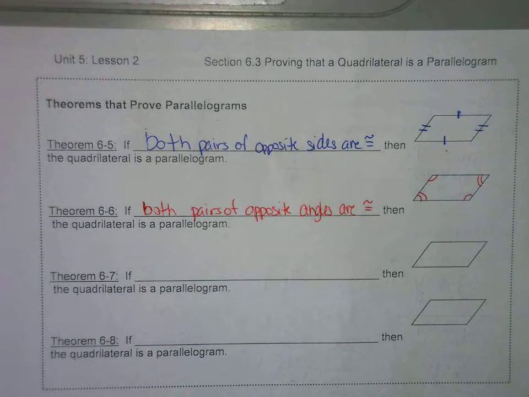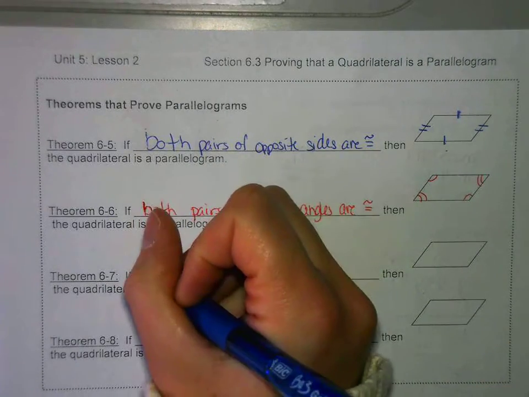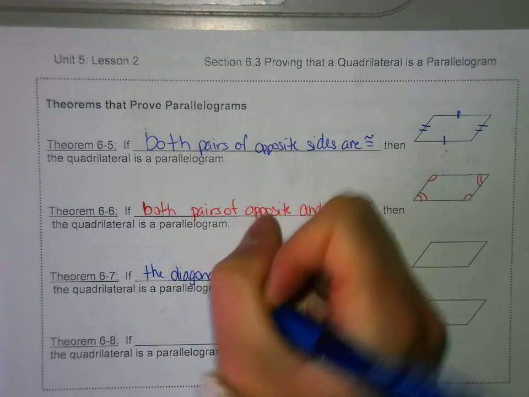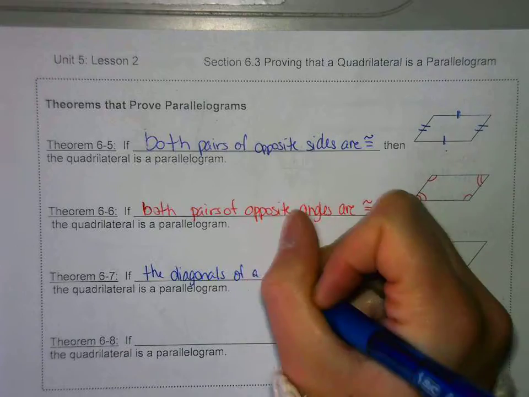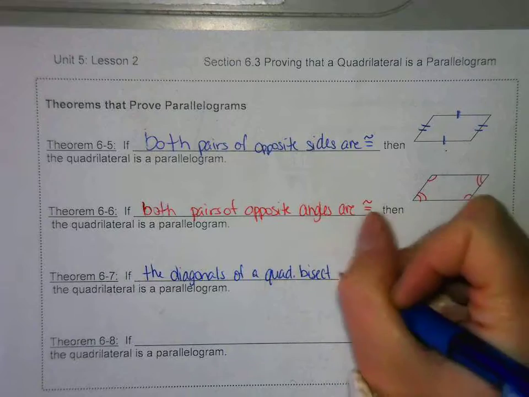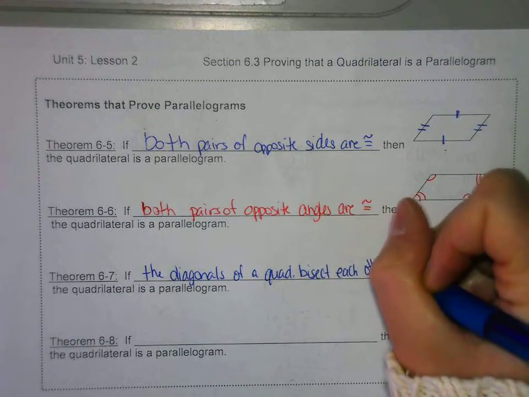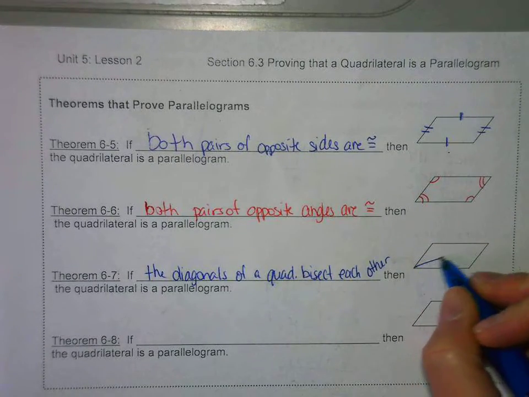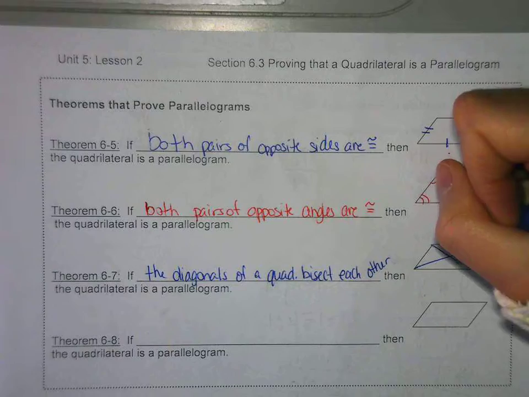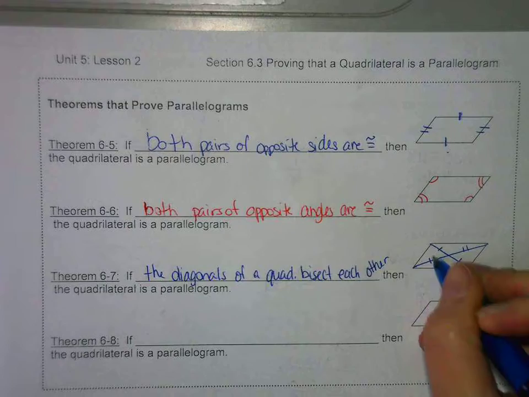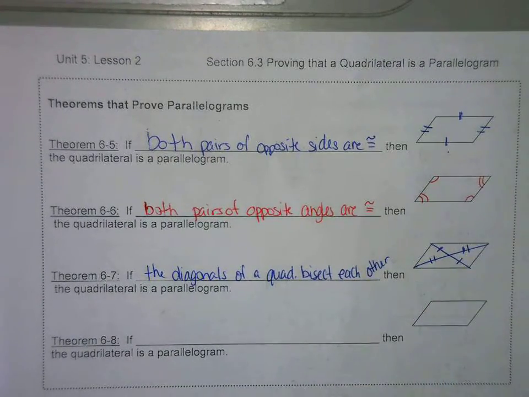Theorem 6.7: if the diagonals of a quadrilateral bisect each other, then the quadrilateral is a parallelogram. So if I draw in both of my diagonals, and if they're being bisected, so that means they're cut in half, then I know I have a parallelogram.